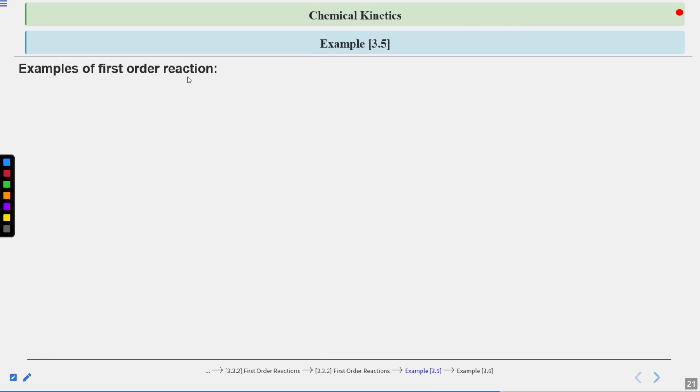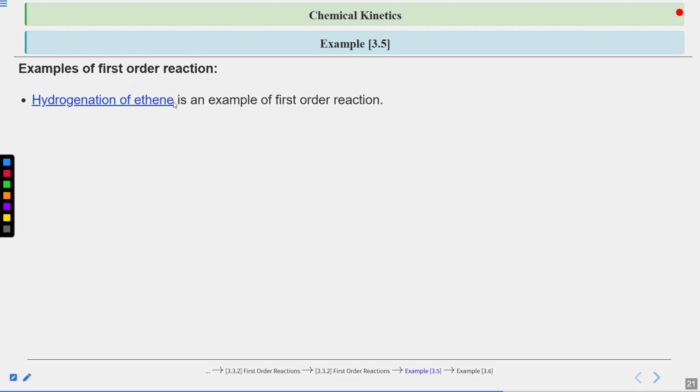Okay. Now examples of first order reaction, and we are seeing the example 3.5. So hydrogenation of ethene is an example of first order reaction. Okay, so what are the examples of first order reaction? So hydrogenation of ethene. Ethene is an unsaturated compound. If you remember, ethene has 2 carbons in it, right? Both are bonded with a double bond between them.